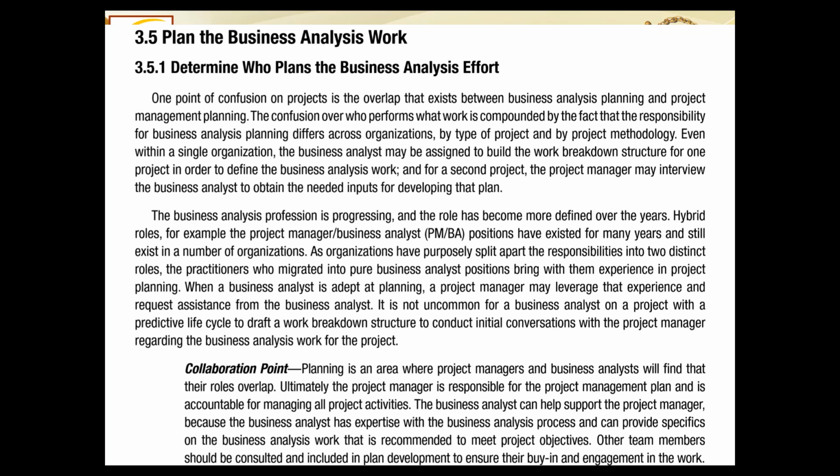It differs across organizations, across types of project, and by project methodology. Even within a single organization, the business analyst may be assigned to build the work breakdown structure for one project in order to define the business analysis work, and for a second project, the project manager may interview the business analyst to obtain the needed inputs for developing that plan.